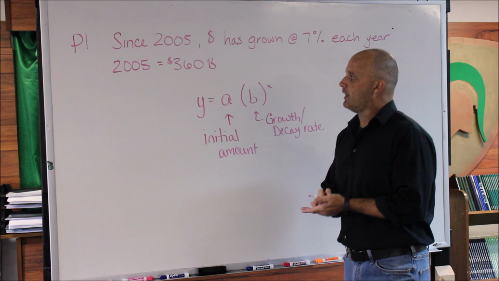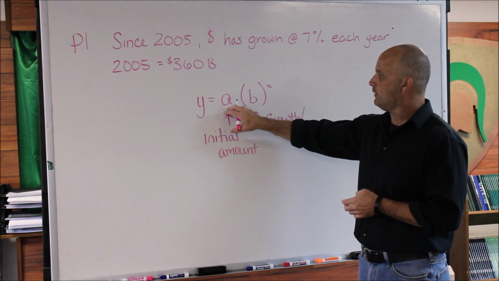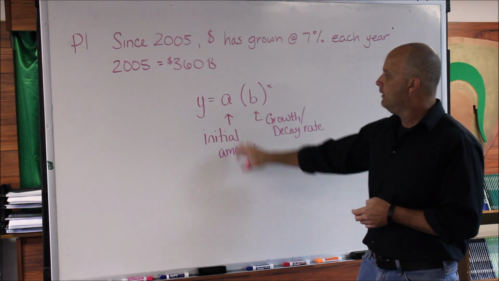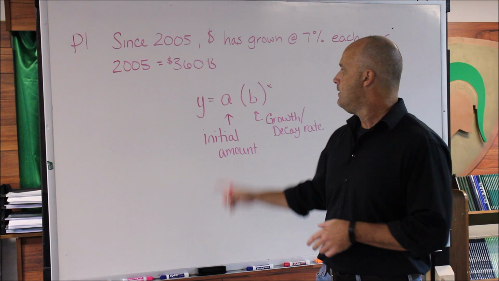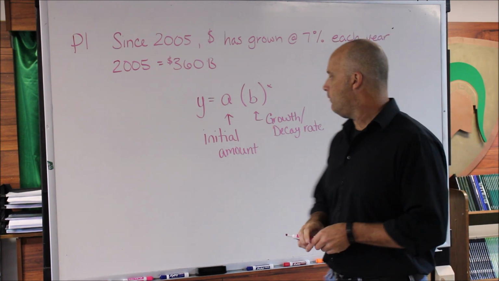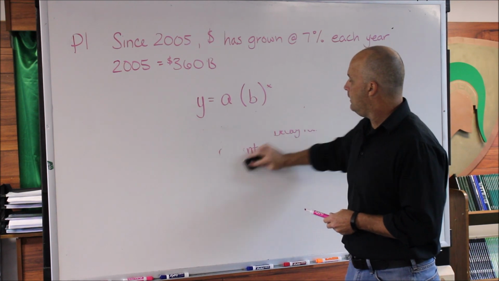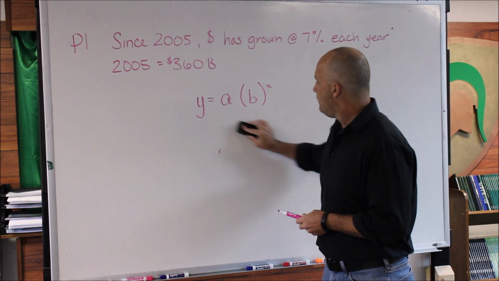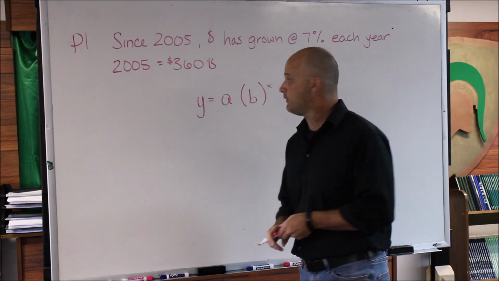So what we've got to do is set up an exponential model. The model that we're going to use is y equals a times b to the x. This time, a is going to represent our initial amount. b is going to be our growth or decay factor. So we've got to go ahead and set up an equation that uses that given information and the information that we figure out for ourselves.